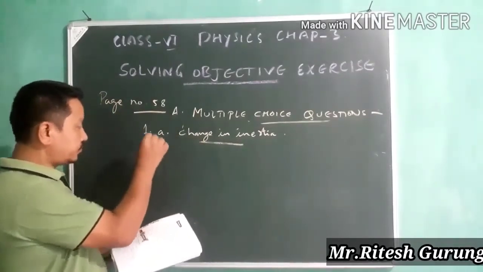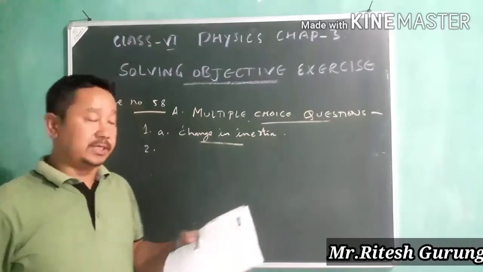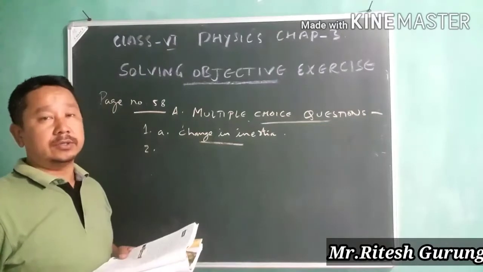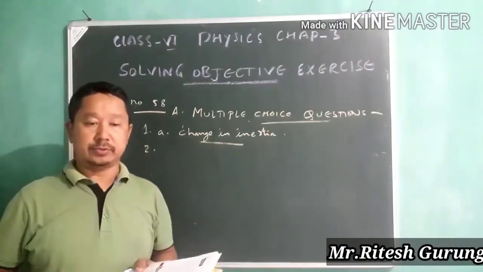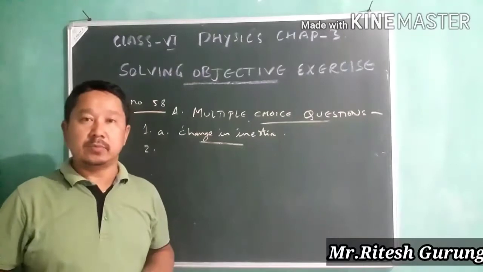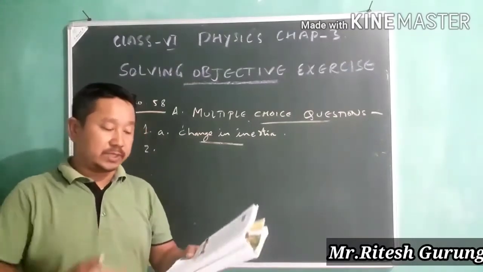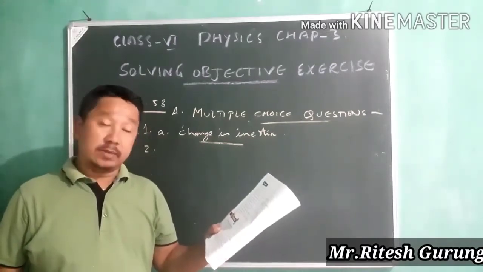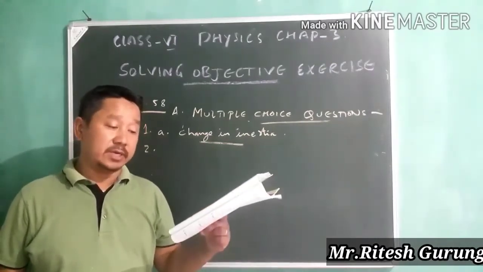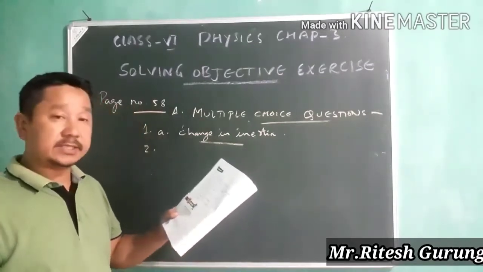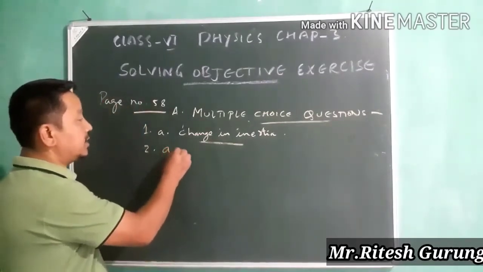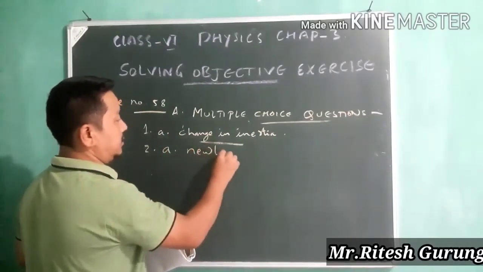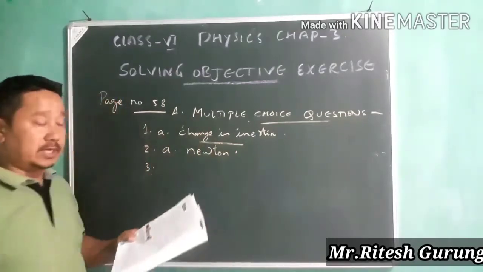Then number 2, the unit of force is what? What is the unit of force? We cannot say 2 kg of force. We cannot say 2 liters of force. What could be the right answer from the given options? A, Newton; B, kilogram; C, meter; D, second. So it is again option number A, that is Newton.